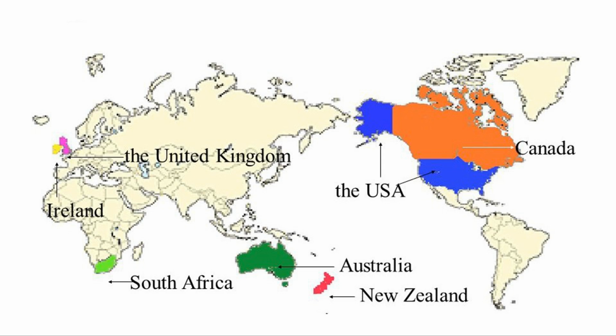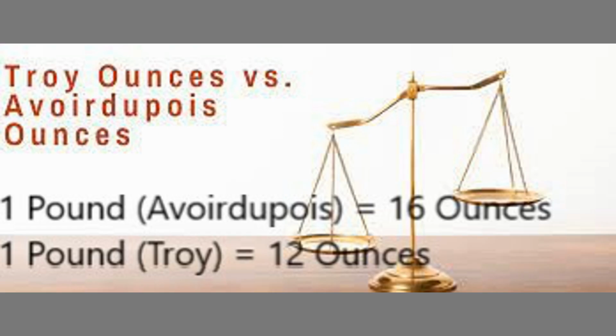On July 1, 1959, an international agreement was formed that the avoirdupois pound and ounce would become standardized as a unit of mass in Australia, Canada, New Zealand, South Africa, the UK and the US, with 1 pound weighing 16 ounces, 0.45359237 kilograms. So, unless you're measuring precious metals, you'll likely be referencing this avoirdupois ounce and pound. Here are the conversions to help you. 1 pound avoirdupois equals 16 ounces. 1 pound troy equals 12 ounces.